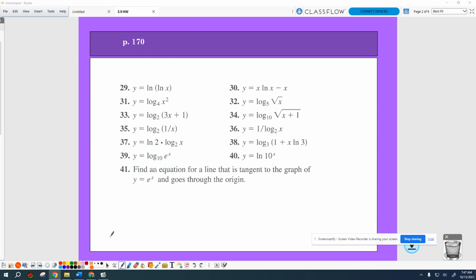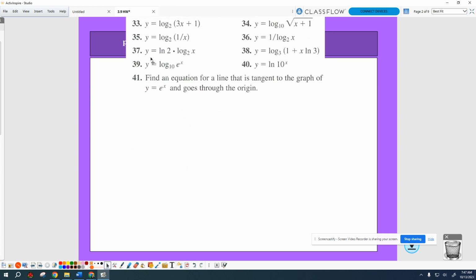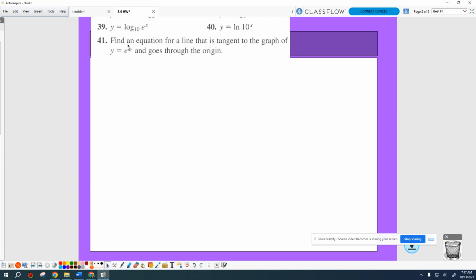All right, so 41. This one's hard. Find an equation for, well, you know what, let's draw some stuff. Find an equation for a line that is tangent to the graph of e to the x. Okay, so e to the x, and I want a line that goes through the origin and is tangent.